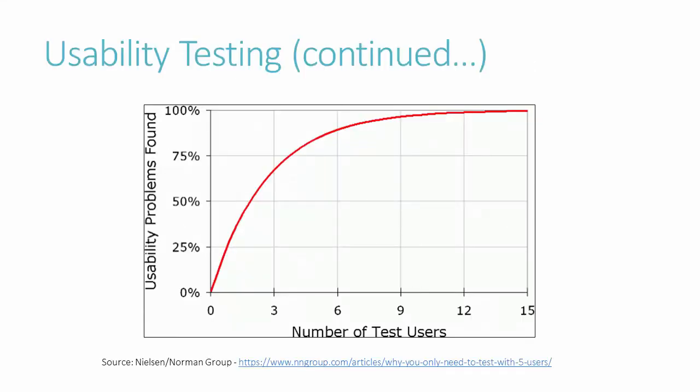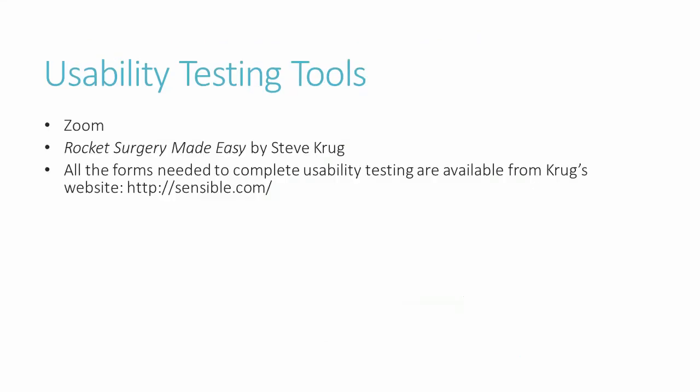Another reason we love usability testing is that you only need to test with 5 users to uncover 80% of your usability issues. You can test with more users if you like, but you'll likely hear a lot of the same information. Usability tools I'd recommend using include Zoom or another video conferencing software. I'd absolutely recommend you read Rocket Surgery Made Easy. It's a short book about usability testing containing everything you could ever need to know about getting started. The author's website contains all of the documentation you will need for successful usability testing.